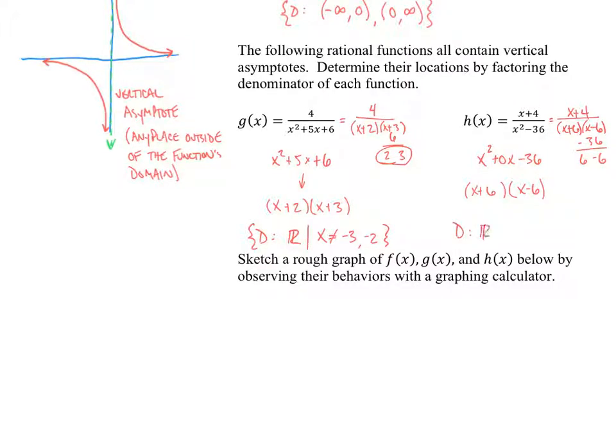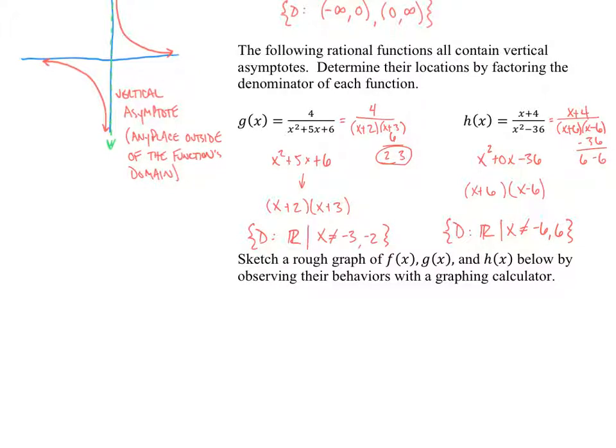is, again, all the real numbers, but we have to throw out negative 6 and positive 6. And the reason we're throwing those out is because if I used negative 6, this term would become 0, making this product 0, making the whole denominator of this rational function 0. And 6 would do the same thing with our second factor.